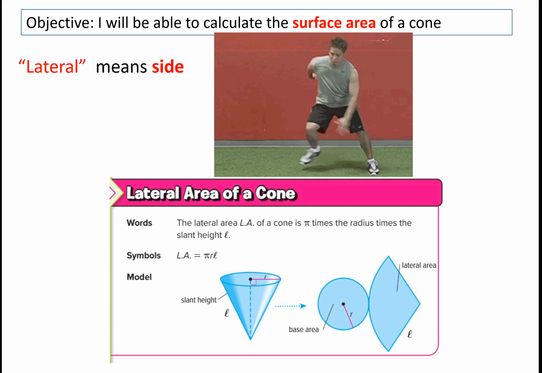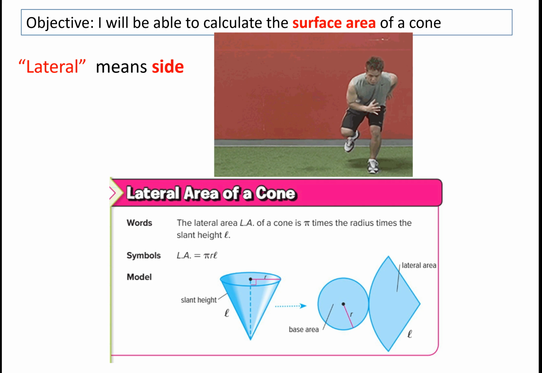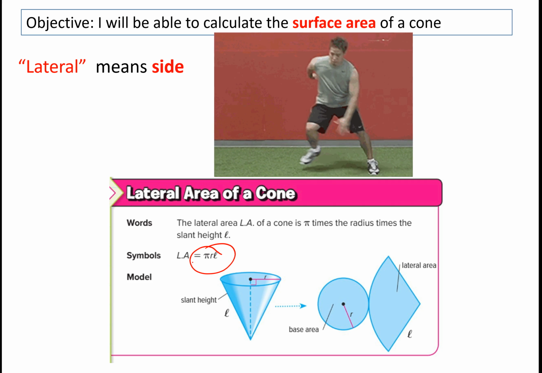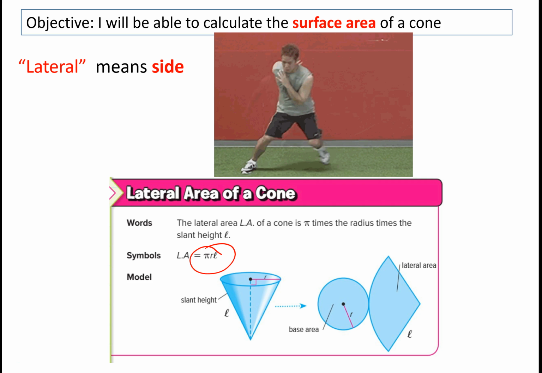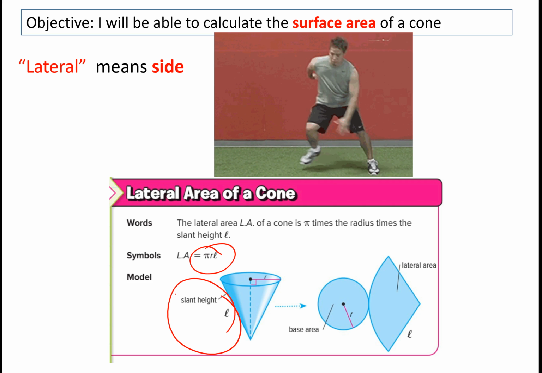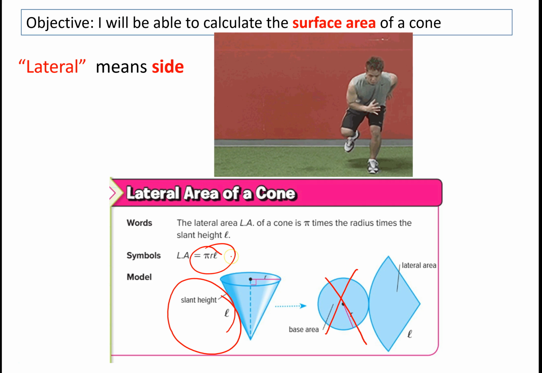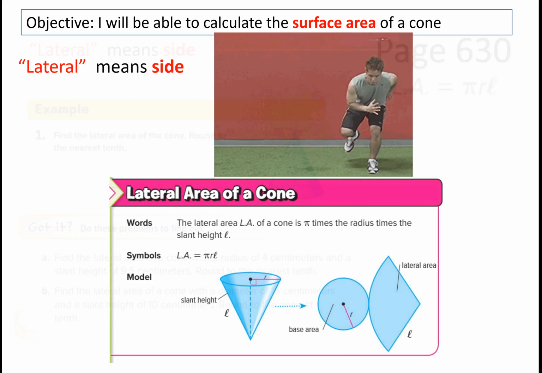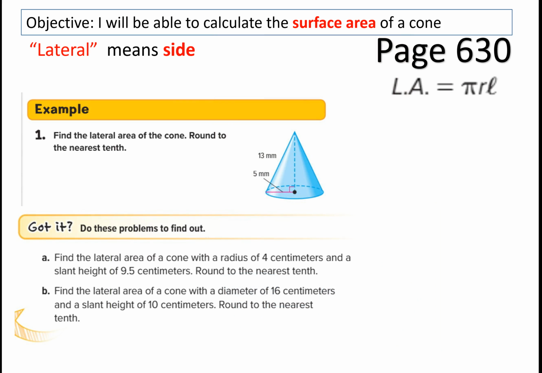So first we're going to go over how to find the lateral area of a cone. And the equation is pi times radius times the slant height. So we have the slant height here. We're not getting to the base right now. We're just looking at the lateral or the side area of the cone. So let's look on page 630 and see how to calculate this.